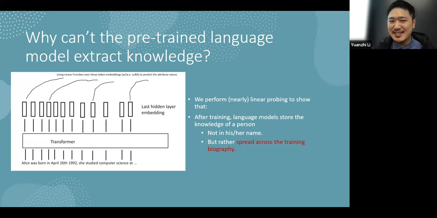Basically it just means, if the model recites a biography, it doesn't mean that it stores the knowledge of Alice inside Alice. It may be able to store the knowledge of Alice in this "in" or store it in the "studied".